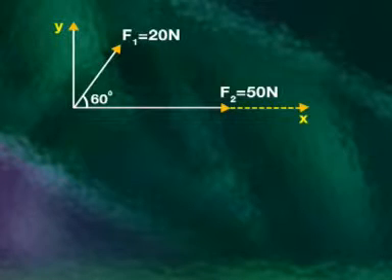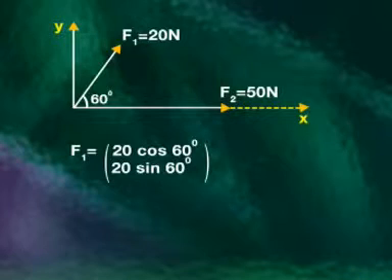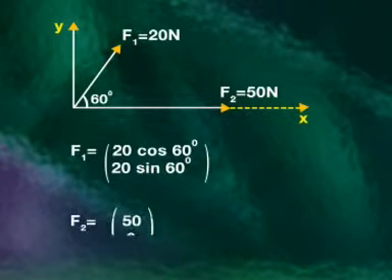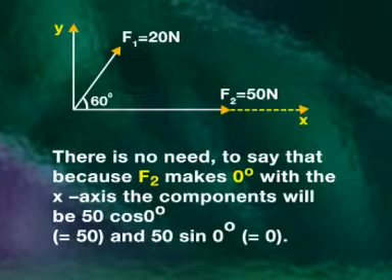Resolving along and perpendicular to the x-axis, we have F1 equals 20 cos 60 and 20 sine 60. F2 gives us 50 and 0. Note, there is no need to say that because F2 makes angle 0 degrees with the x-axis, the component will be 50 cos 0 equals 50 and 50 sine 0 equals 0.